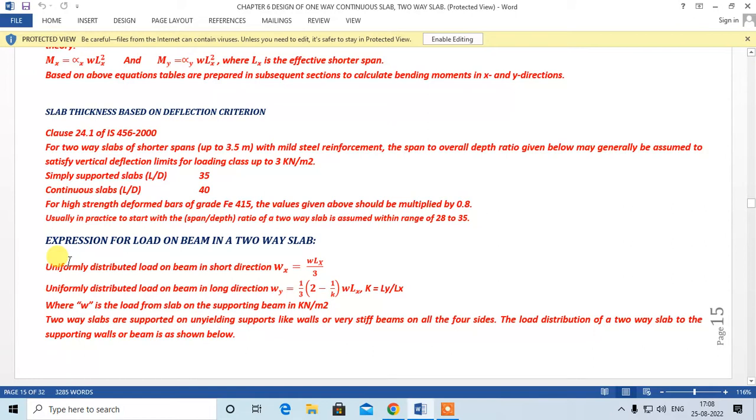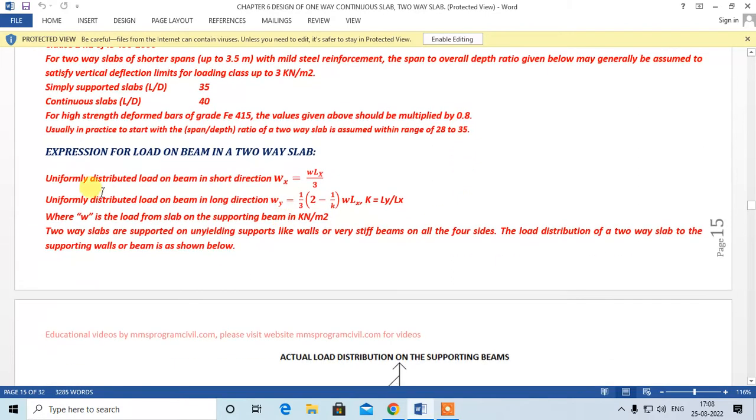because slabs are thin members and their depths are governed by deflection criteria. So usually in practice, to start with, the span by depth ratio of the two-way slab is assumed within the range of 28 to 35.